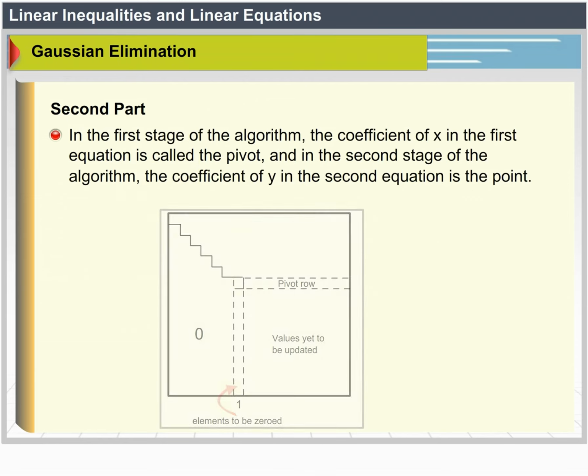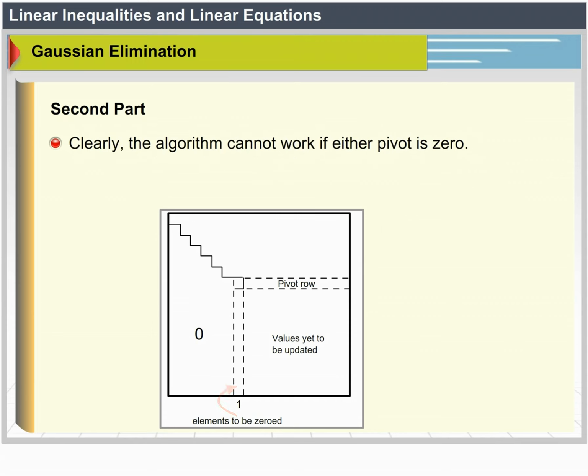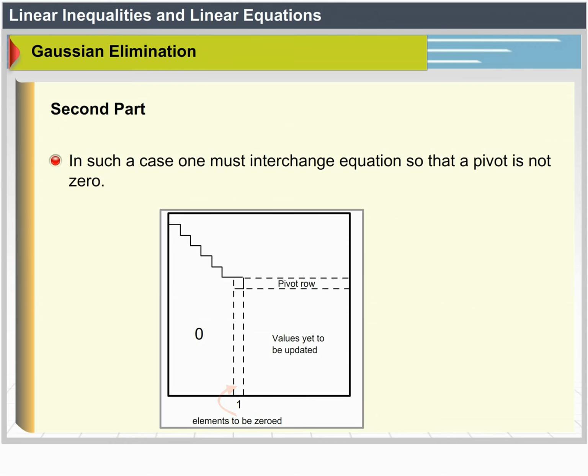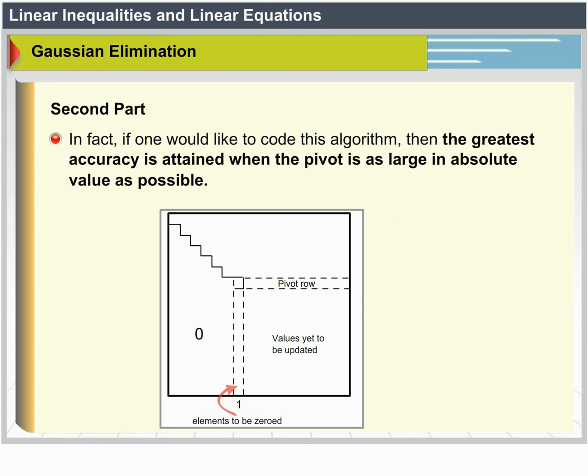In the first stage of the algorithm, the coefficient of x in the first equation is called the pivot. And in the second stage of the algorithm, the coefficient of y in the second equation is the pivot. Clearly, the algorithm cannot work if either pivot is 0. In such a case, one must interchange equations so that the pivot is not 0. In fact, if one would like to code this algorithm, then the greatest accuracy is attained when the pivot is as large in absolute value as possible.